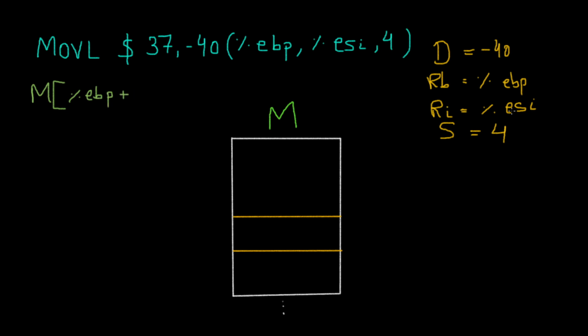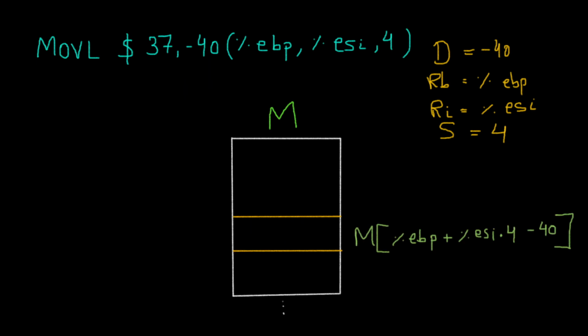Then we add the index register multiplied with the scale factor, in this case multiplied with 4. And finally, we add the displacement. Since it is negative, we subtract 40, like this. And this is the position in memory that we want to put this value in. Suppose that this position in here is this one. So what we do with this instruction is move this value inside this position, and at the end we will have here this immediate 37, like this.